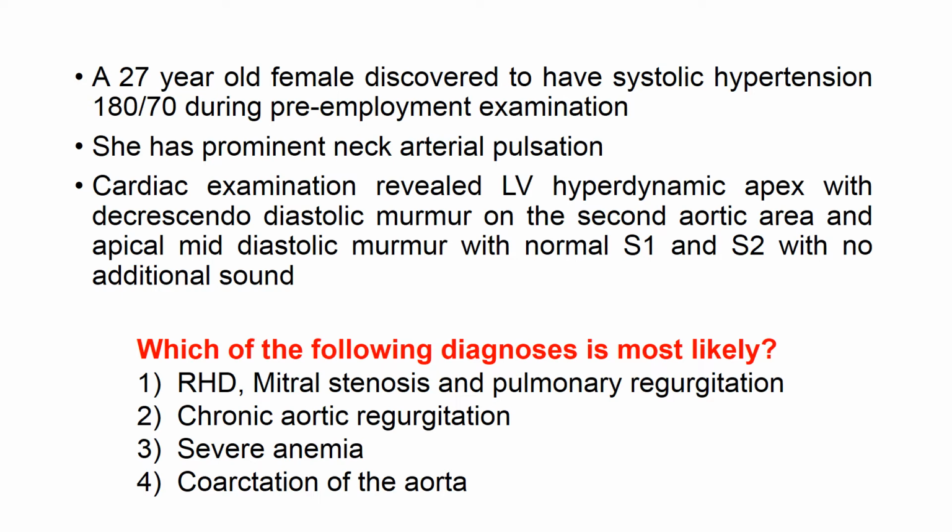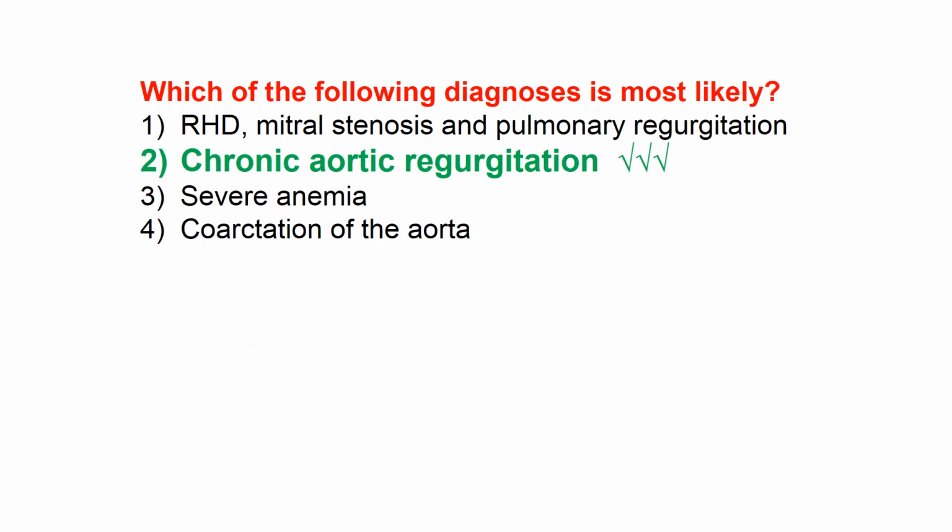Which of the following diagnoses is most likely? Does she have rheumatic heart disease, mitral stenosis and pulmonary regurgitation, or chronic aortic regurgitation, or severe anemia, or coarctation of the aorta? The correct answer is chronic aortic regurgitation.